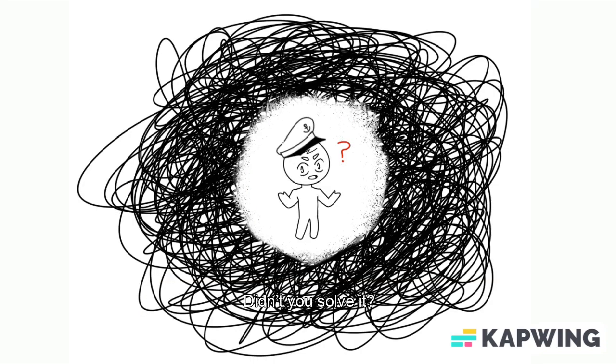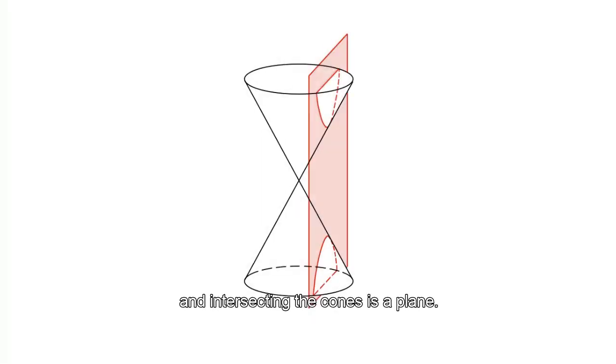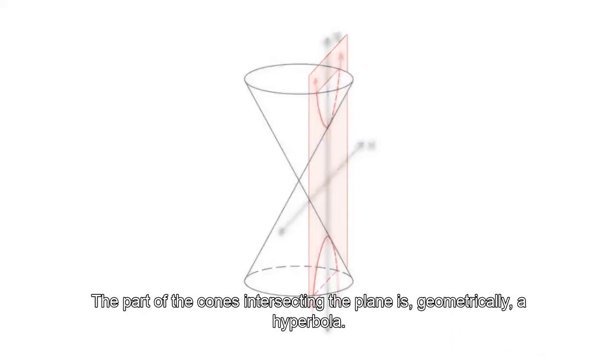How? Didn't you solve it? Well, as a review, let us discuss it. What is a hyperbola? Let's take two cones, tips on top of each other, and intersecting the cones is a plane. The part of the cones intersecting the plane is geometrically a hyperbola.